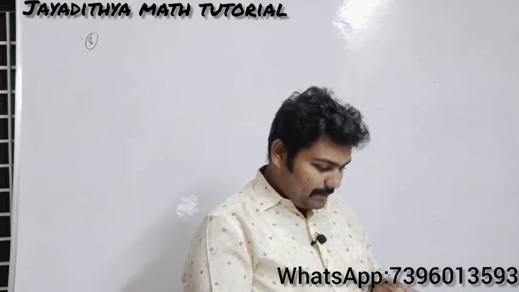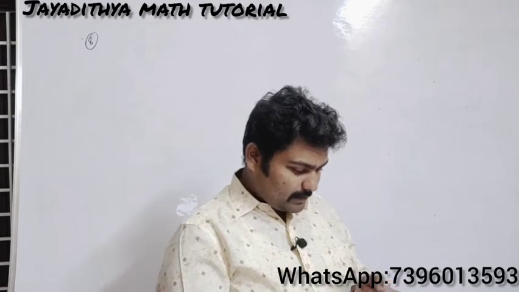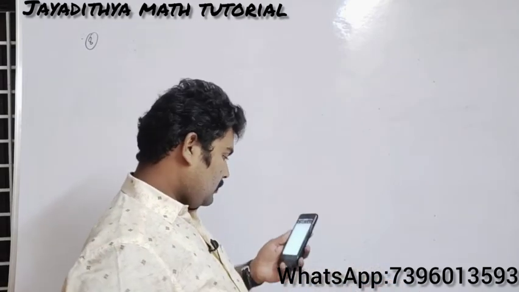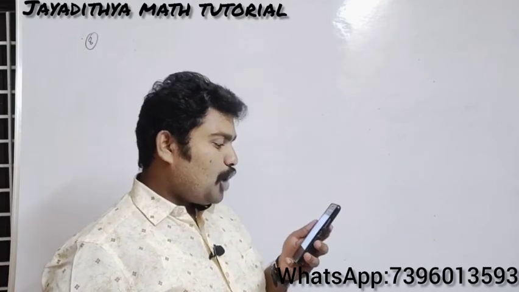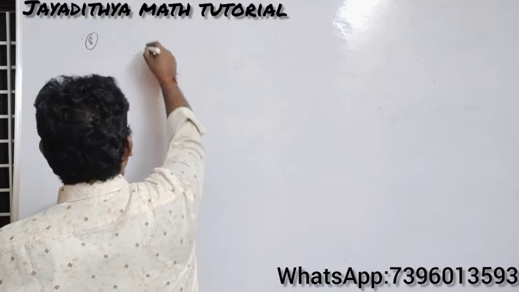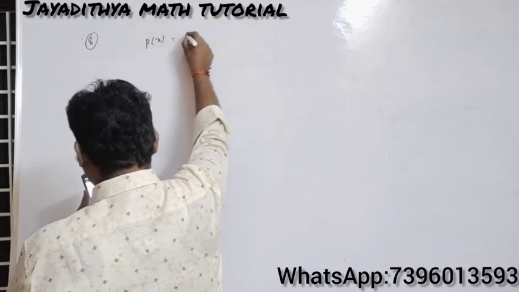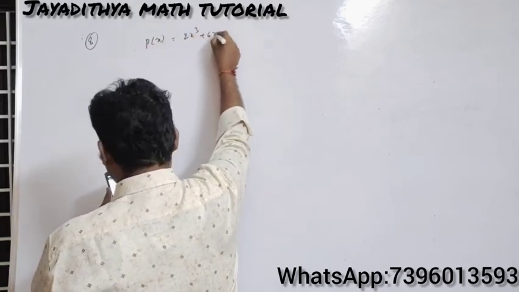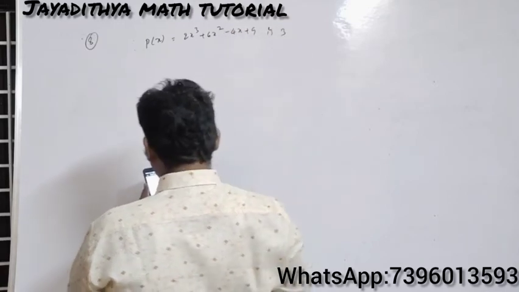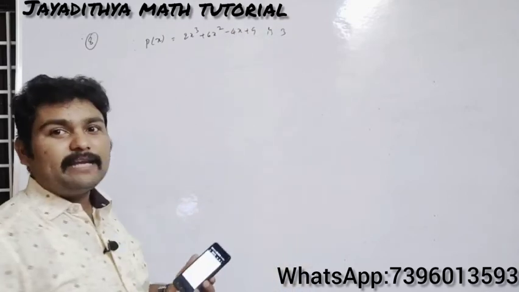Now let us go for part B. Let us complete it soon. Okay, the first question: the product of two zeros of the given polynomial, that is 2x cube plus 6x square minus 4x plus 9, is 3. Then find the third zero.